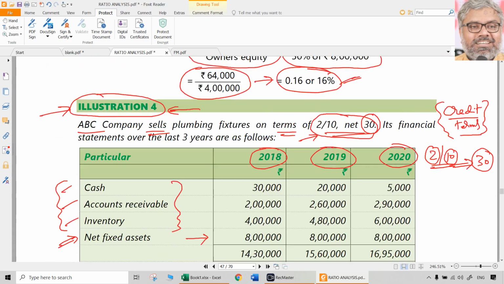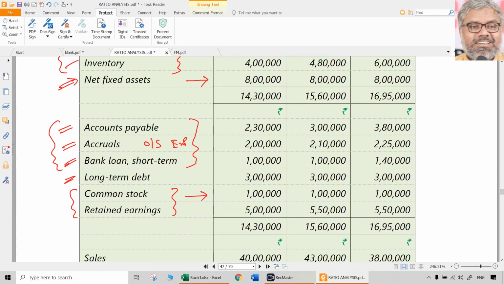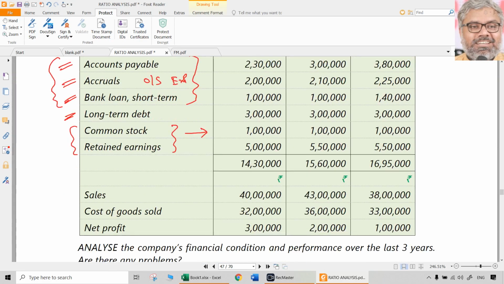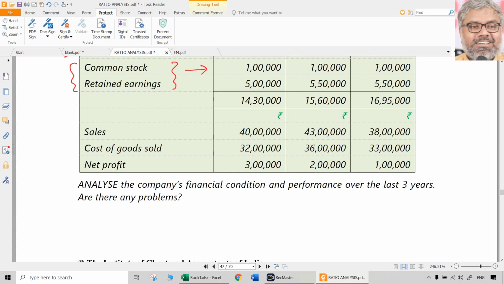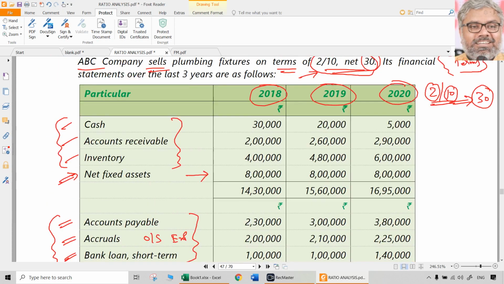So most probably this problem would have been lifted from an American book or past question paper from some of the American exams, possibly. We don't care about the source of it. All that we need to do is solve it. These are the 3 different balance sheets of this company. Asset side and equity and liability side are given.